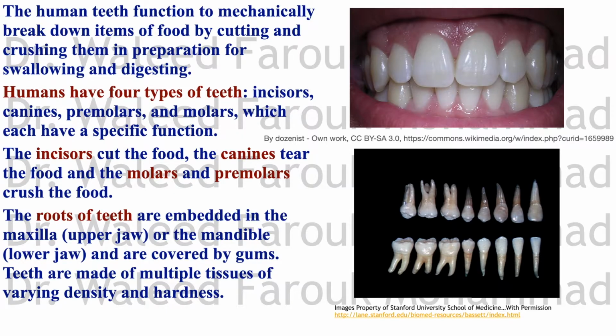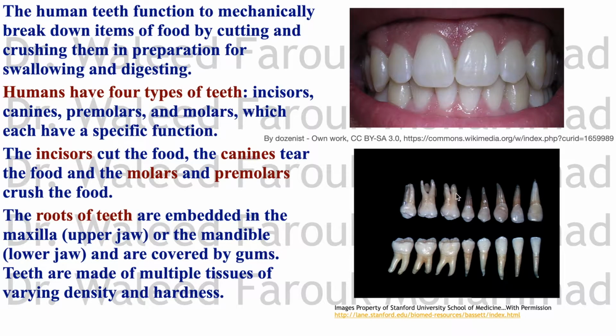We're referring to the human teeth. Of course, they are there for the mechanical breakdown of food, by cutting and crushing and grinding of food, to prepare food for swallowing and digestion. And there are four types of teeth: incisors, canines, premolars, and molars. The incisors cut the food because they have sharp edges, as you can see here. The canines tear the food. The premolars, or the bicuspid, and the molars, they crush or grind the food.